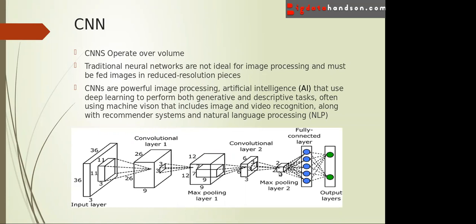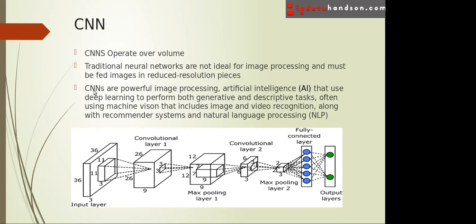Now we can give this compressed data to the ANN, and we can classify the image. So this is how the whole process of CNN works. CNNs operate over volume. Traditional neural networks are not ideal for image processing and must be fed images in reduced resolution pieces. That's what the convolutional part is about.